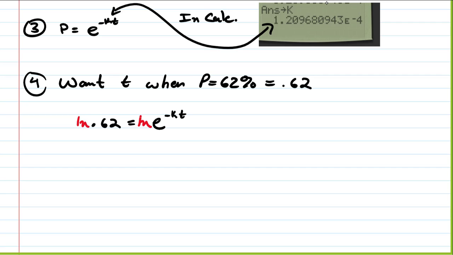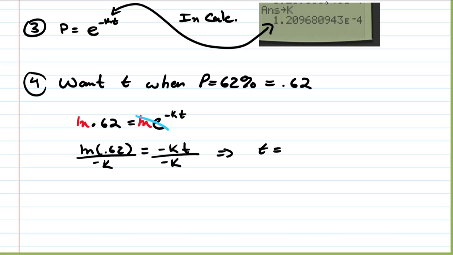So we take our natural logarithm once again. e and our ln reduce out. So we have the natural log of 0.62 is equal to negative kt. And we divide by negative k. And we get t equals the negative of the natural log of 0.62 divided by k.